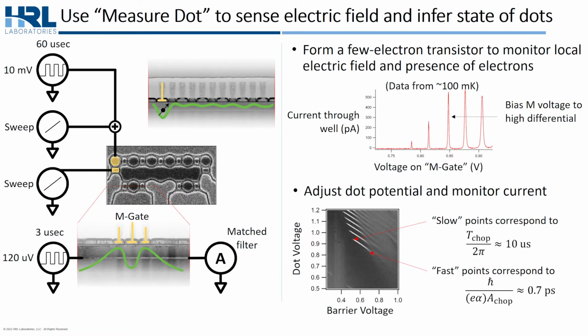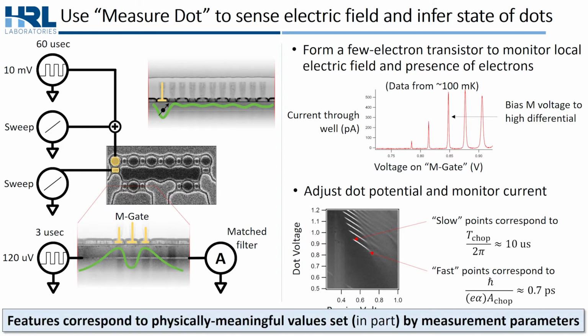And these lines don't extend forever. In particular, there's what would be called the slow point, and that's limited by the chop time or the modulation time of the signal that we apply to that dot gate. And in this case, that corresponds to a time of about 10 microseconds. And then it's also limited on the other end by the amplitude of that modulation, which in this case corresponds to about a picosecond. And the main takeaway for this slide is that when we take a scan, or when we sweep voltages and monitor the local electric field, the features that we see in that scan correspond to physically meaningful values. And to interpret them, we also need to know how we set up our measurement and the measurement parameters.